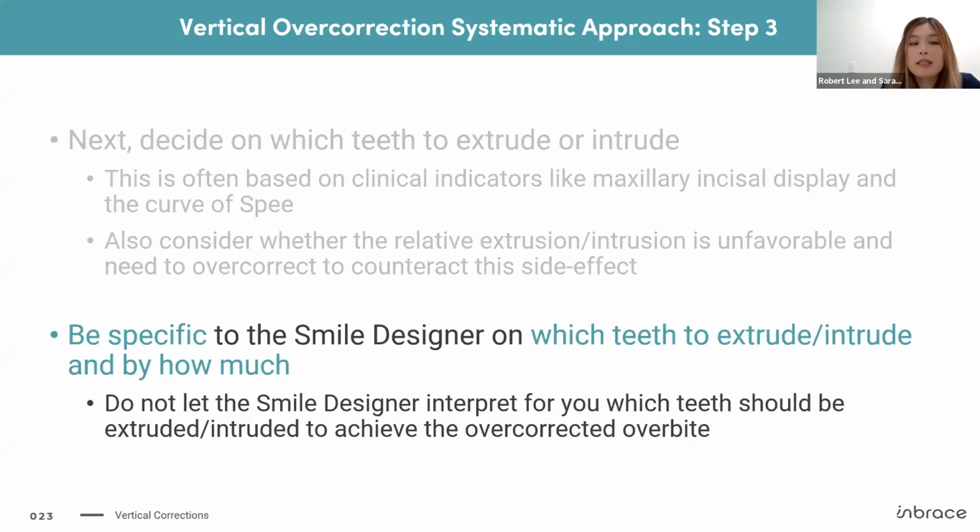So try to be as specific as you can to the smile designers on which teeth to extrude and intrude and by how much. Don't let them try to interpret for you which ones they are, because ultimately they don't know all the clinical indications of your patient as well as we do. And so if you allow them to do the overcorrection for you, then it will be based on their best guess. So to really try to address all the clinical indicators that we will see, it's best to just give the smile designers very specific instructions.